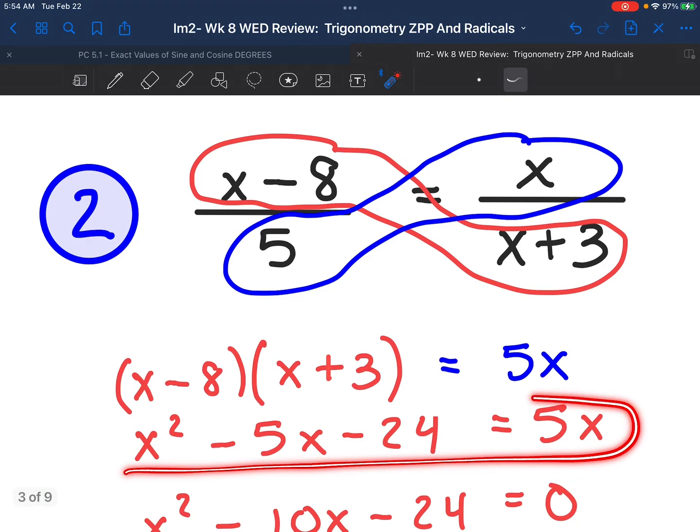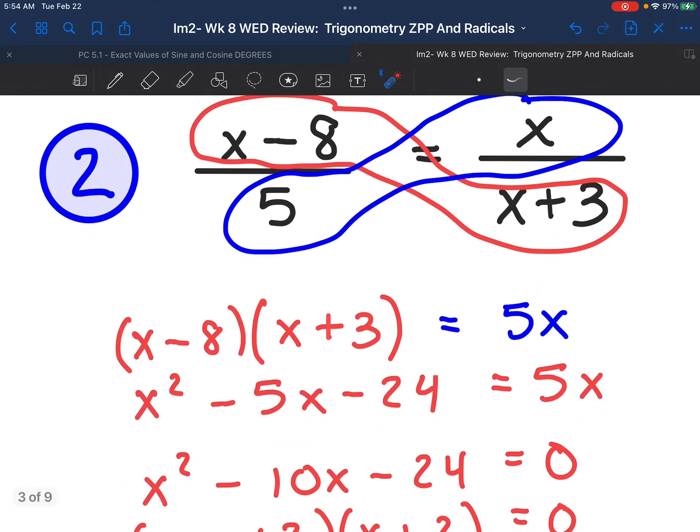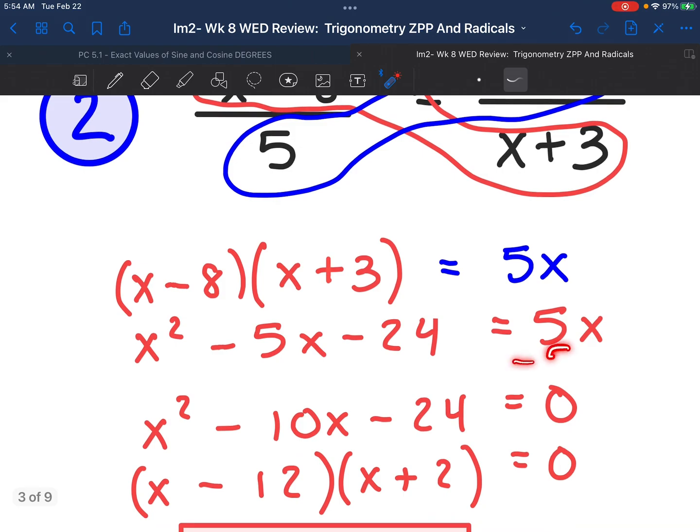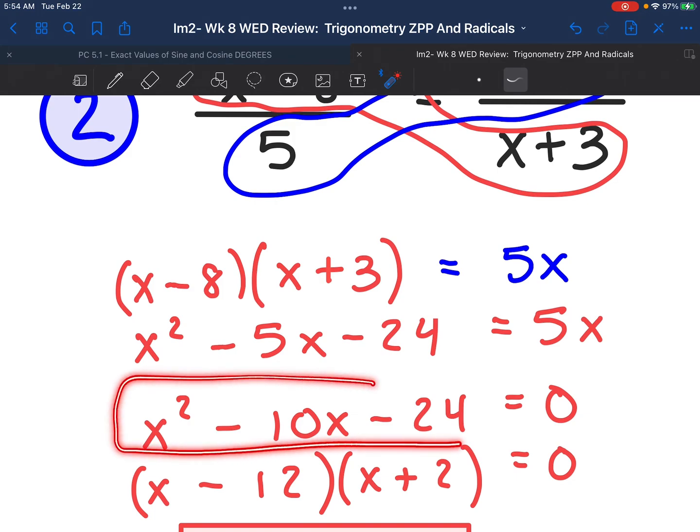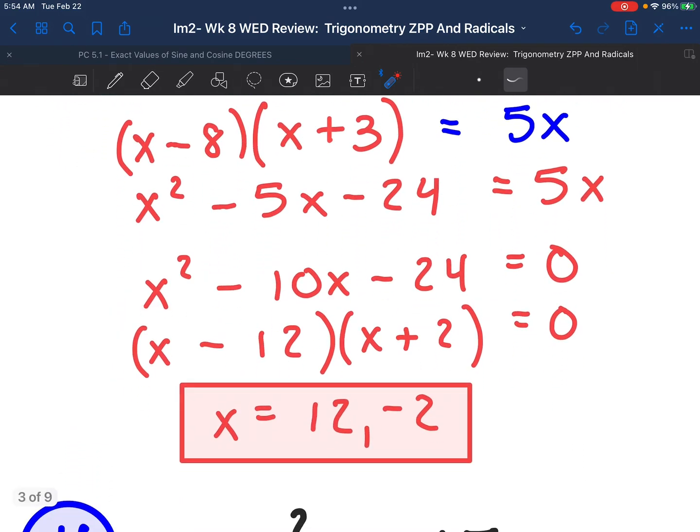So when you get to this step here, once again, we need 0 on one side before using the zero product property. So I subtract 5x from both sides, leaving me with negative 10x. And once again, we factor this trinomial. Should factor to be x minus 12, x plus 2. And so your two solutions are x equals 12 and negative 2.